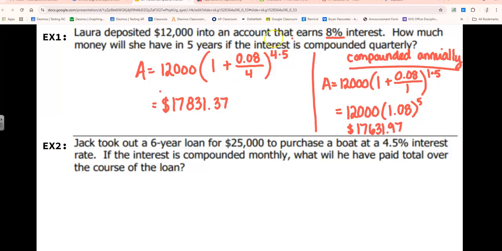Because you can see, now this is over 5 years, and it's a pretty high interest rate. But it made $200 difference. You wouldn't ever be like, no thanks, I don't need that $200. You can keep it there. So the more often that your money is compounded, the better that is. It doesn't make huge differences, but it makes a difference.